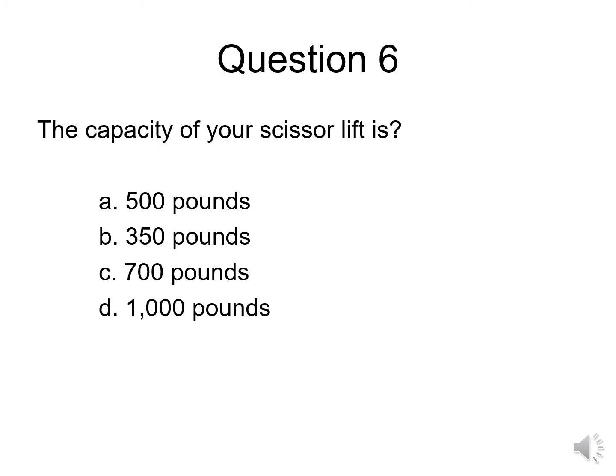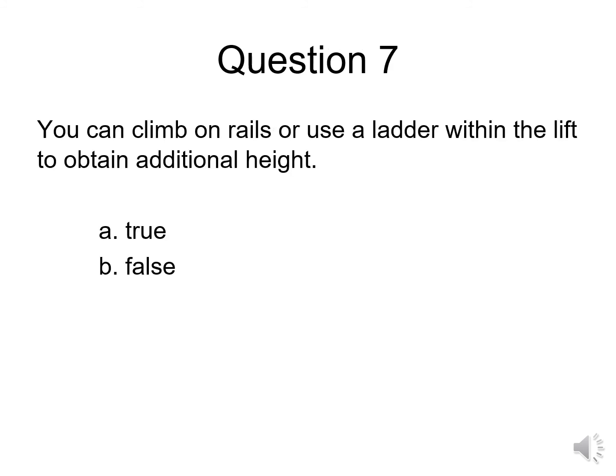Question 6. The capacity of the scissor lift you are about to utilize is A, 500 pounds, B, 350 pounds, C, 700 pounds, or D, 1,000 pounds. Question 7. You can climb on rails or use a ladder within the lift to obtain additional height. A, true, B, false.